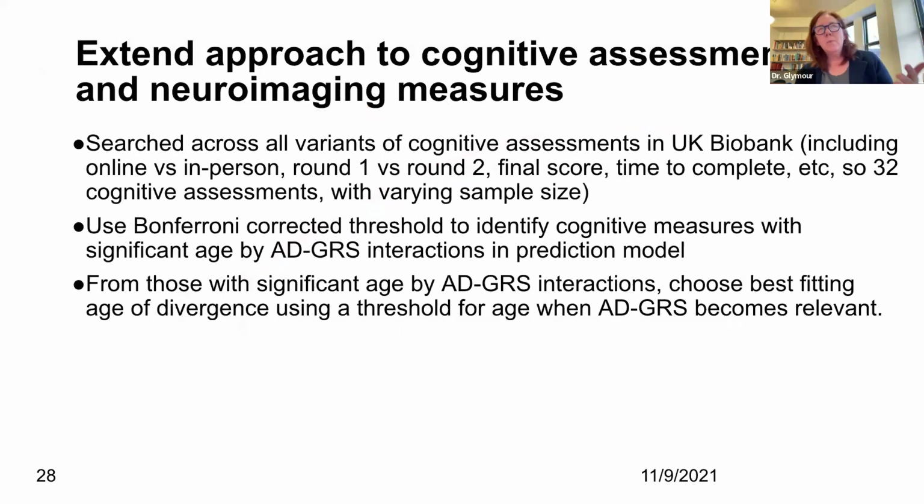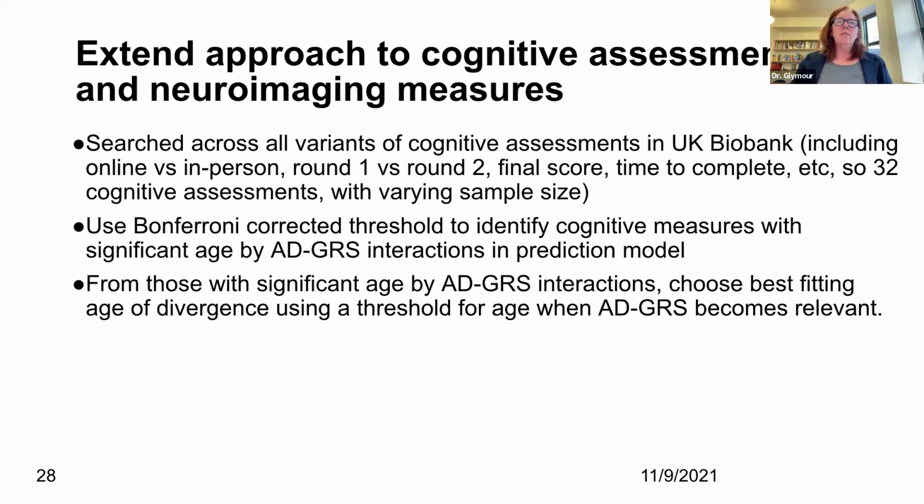We extended that approach to cognitive assessments and neuroimaging measures. You might think cognitive assessments would be the natural place to start, but we started with BMI. And the way that we did this was we searched across all variations of cognitive assessments that were available in the UK Biobank. In this sample in UK Biobank, the cognitive measures are a little inconsistent across individuals.